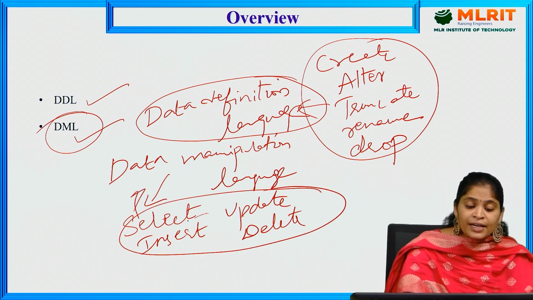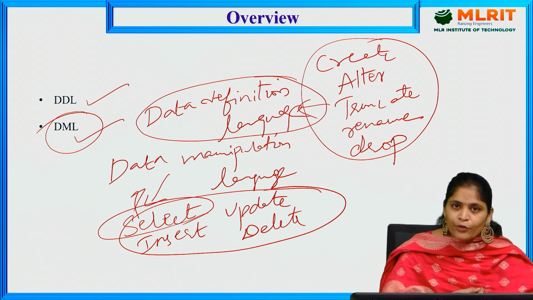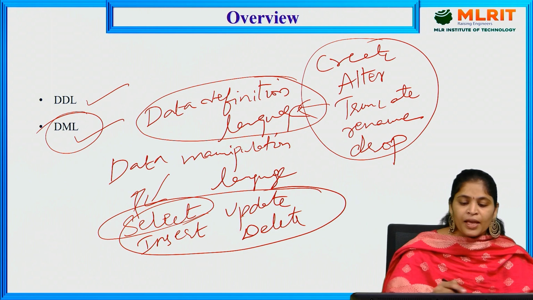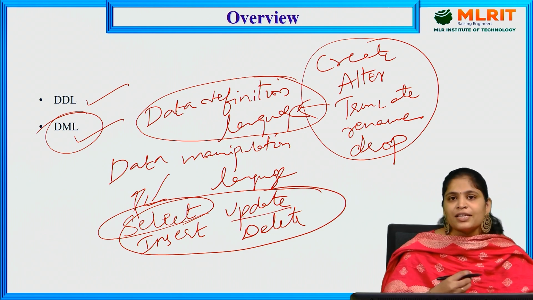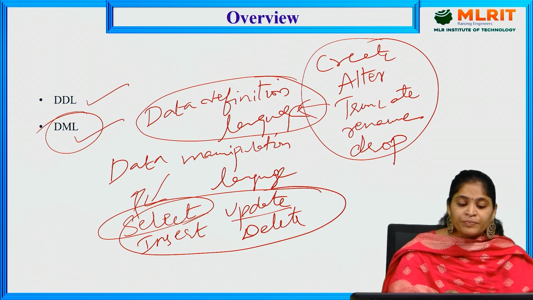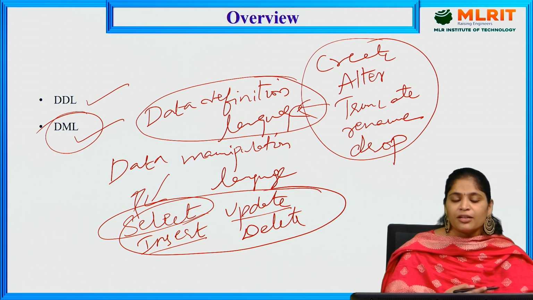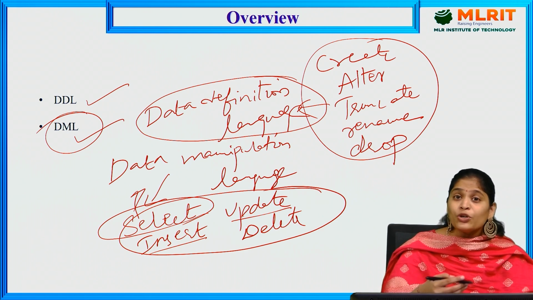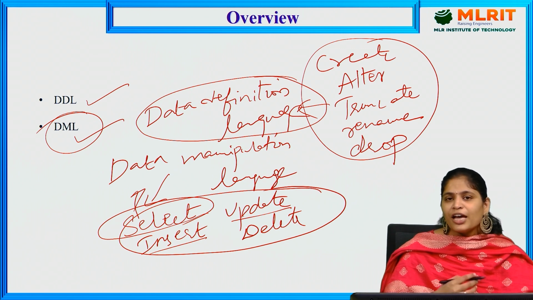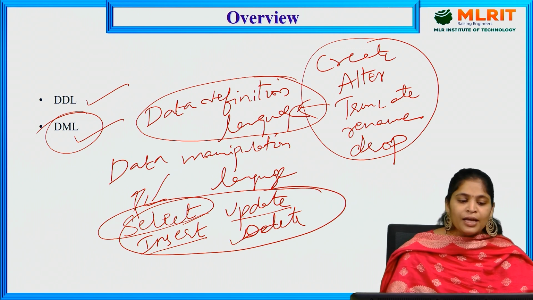The select statement is used to select some particular rows or tuples from a relation. Update is used to update the data in the existing relation. If I want to insert rows into a particular relation, I use the insert command. If I want to delete some particular rows, I use the delete command in DML.